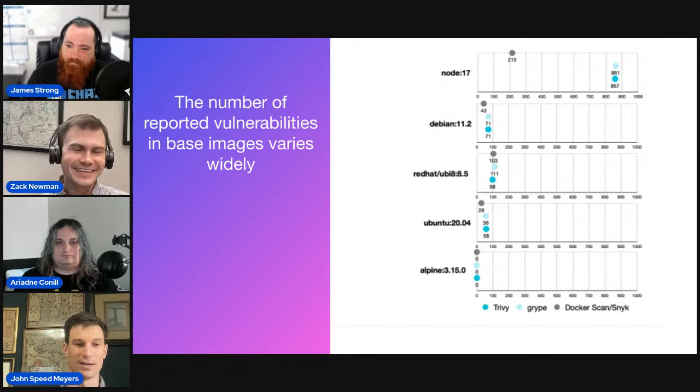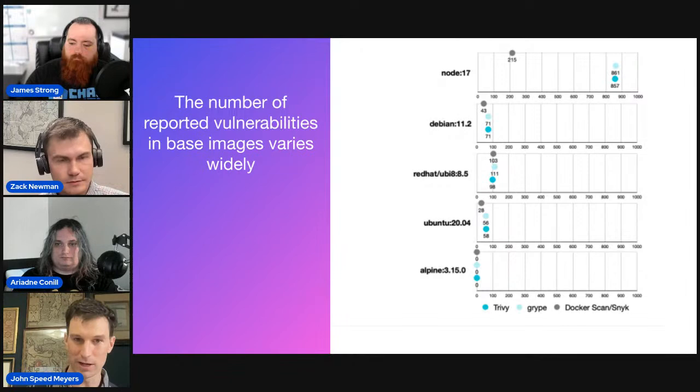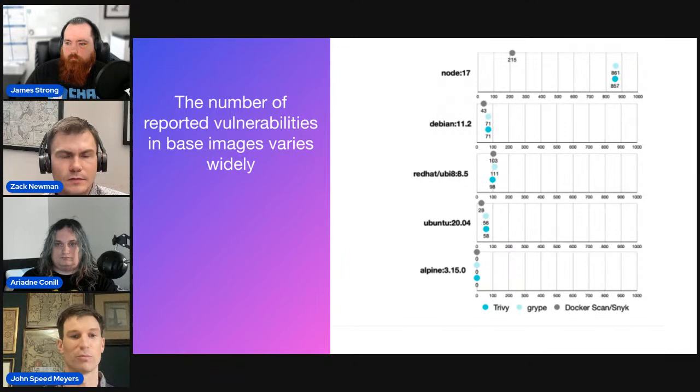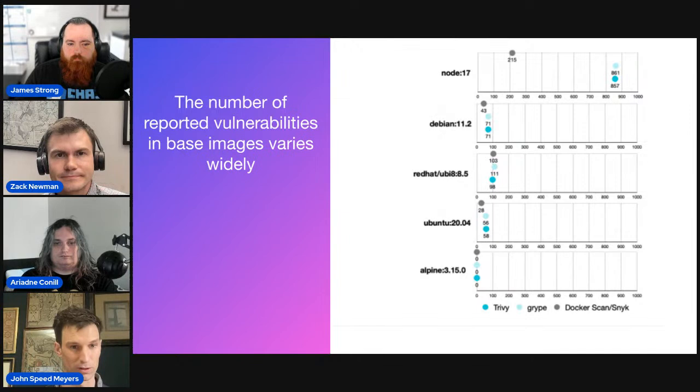And then there's three in the middle that I want to point out, and they're all similar here. These are Debian, Red Hat, their universal base image, or UBI, and Ubuntu. And you'll see that depending upon the scanner and the image, there's roughly 25 to 100 reported vulnerabilities. So many fewer, but still a number that you have to go through and not fun to track in a spreadsheet.